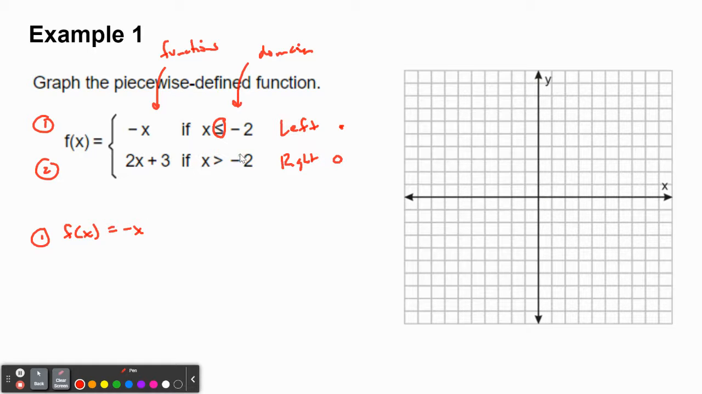So what we're going to do here is take this domain value of -2 and plug it into the function. So f of -2 equals the opposite of -2, which is +2. So this gives me a point, and that point is (-2, 2). X is -2, y is 2. And this is going to be a solid dot. So on my graph, I'm going to find (-2, 2) and put a solid dot.